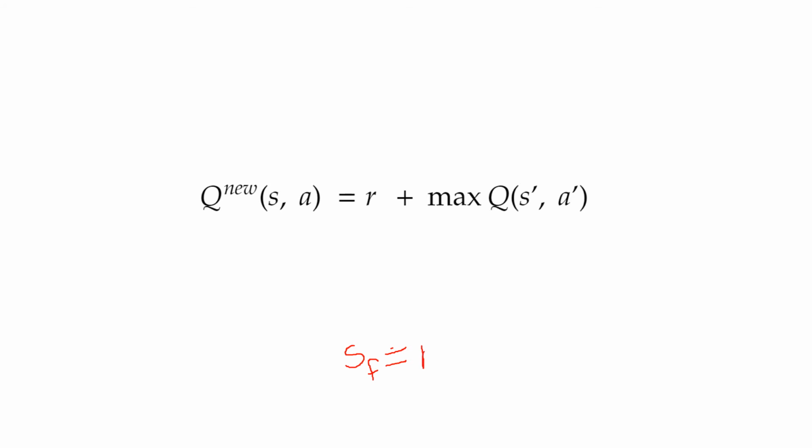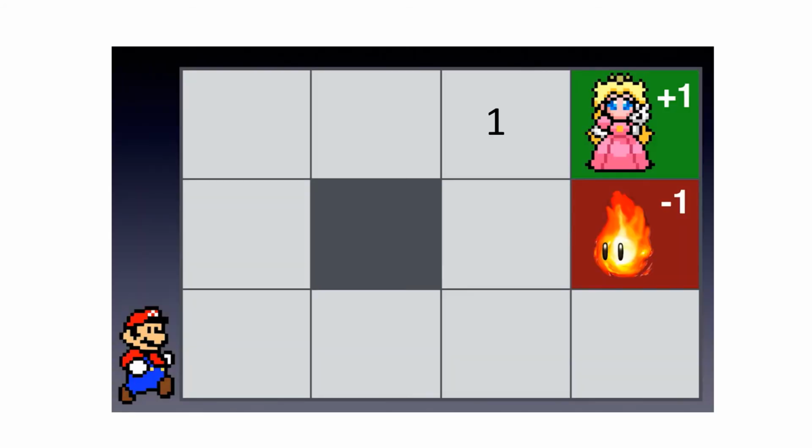We have saved Princess Peach, so that Q value is 1. Likewise, we have also gone into the fire pit, so those Q values are -1. Now let's run through the program again.